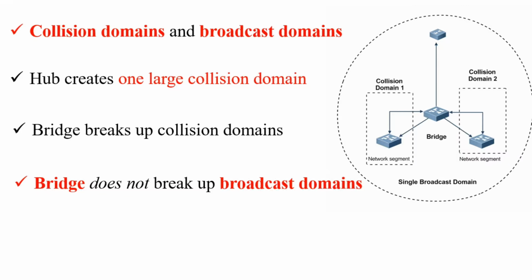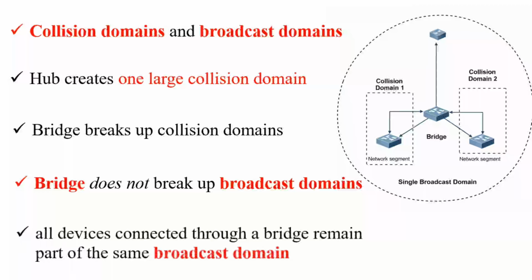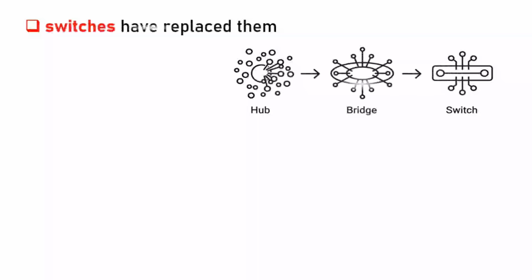However, a bridge does not break up broadcast domains. If a broadcast message is sent on one segment, the bridge will forward it to the other connected segments. This means all devices connected through a bridge remain part of the same broadcast domain, receiving all broadcast messages.